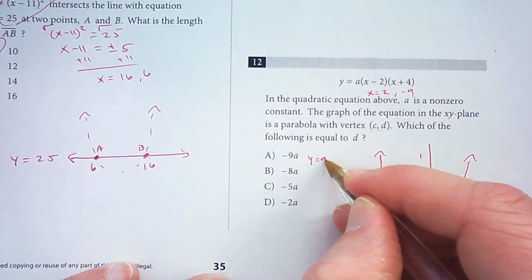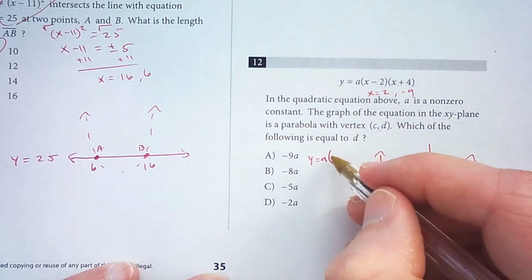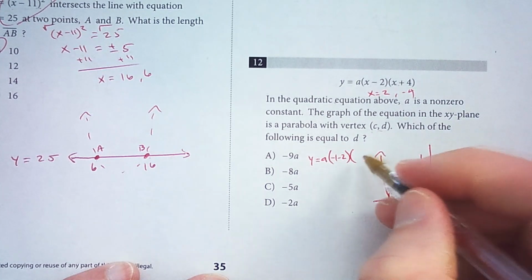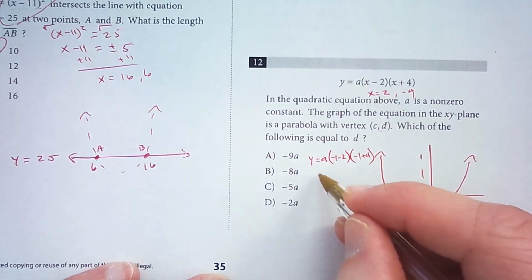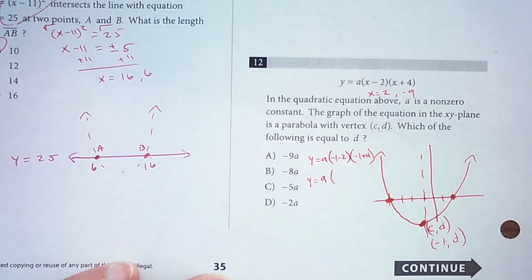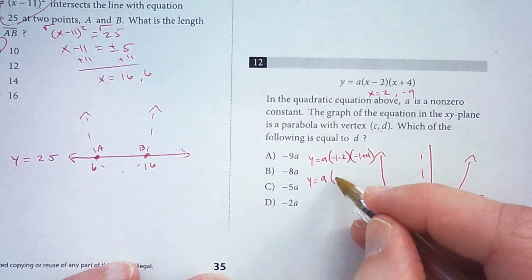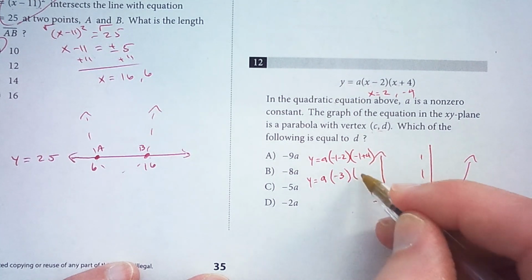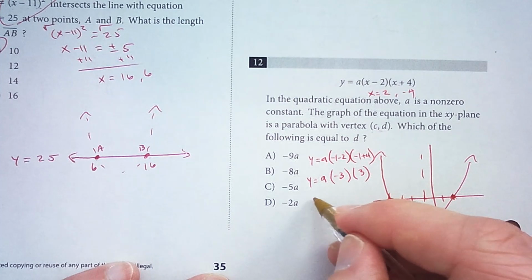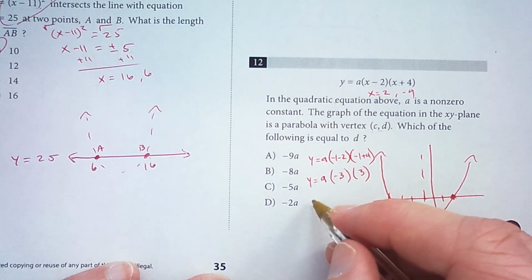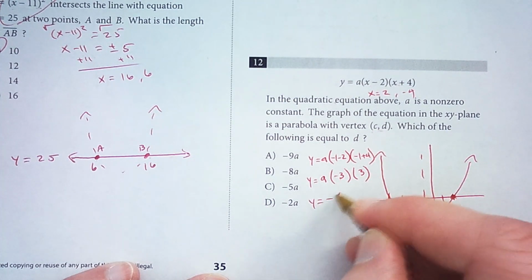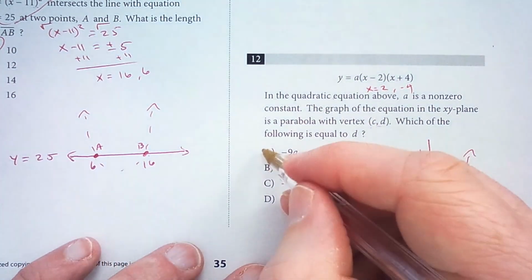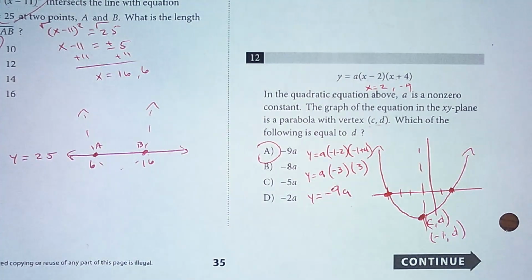Okay, so we have y equals a times (x minus 2), so that's -1 minus 2, times (x plus 4), so that's -1 plus 4. So y equals a times -1 minus 2 is -3, and -1 plus 4 is 3. Then -3 times 3 is -9, so y equals -9a. And that is the value of d. That is option A.